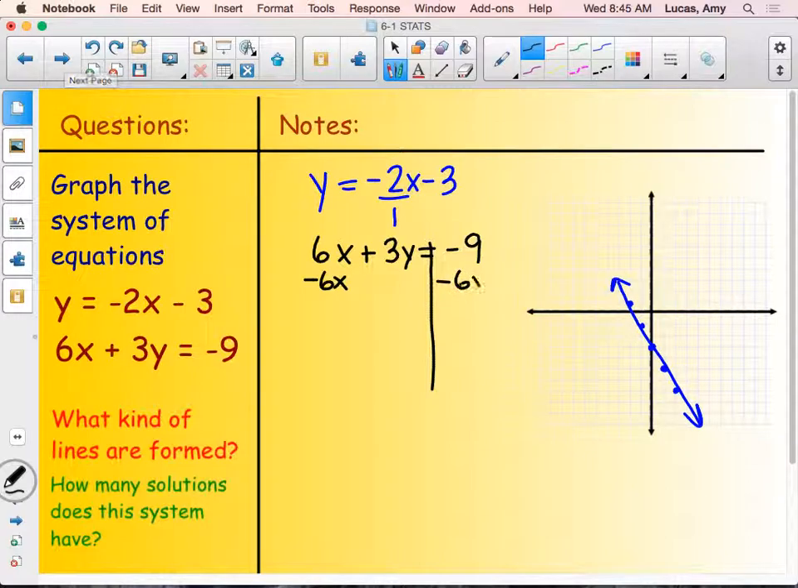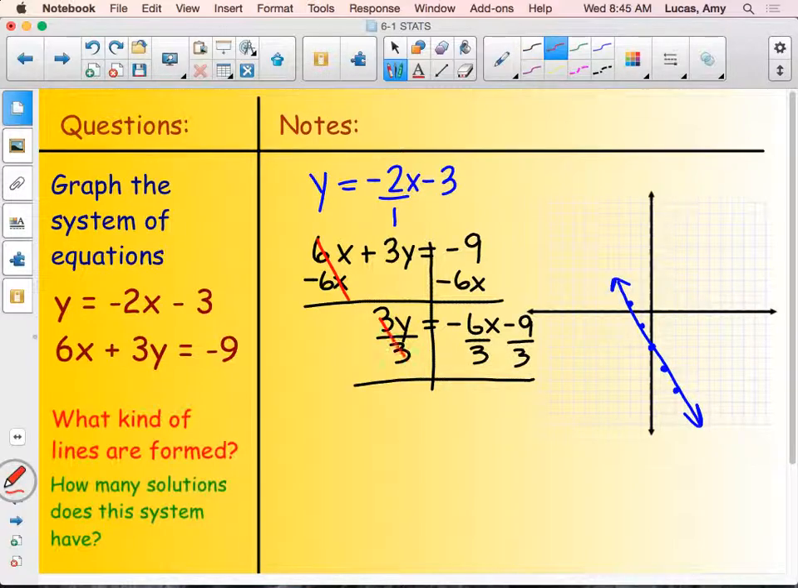So subtract 6x on both sides. 3y equals negative 6x minus 9, and then divide everything by 3. So y equals negative 2x minus 3. So if I start at negative 3, right here, and I go down 2 over 1, down 2 over 1 again, look what happens. I have the exact same line.